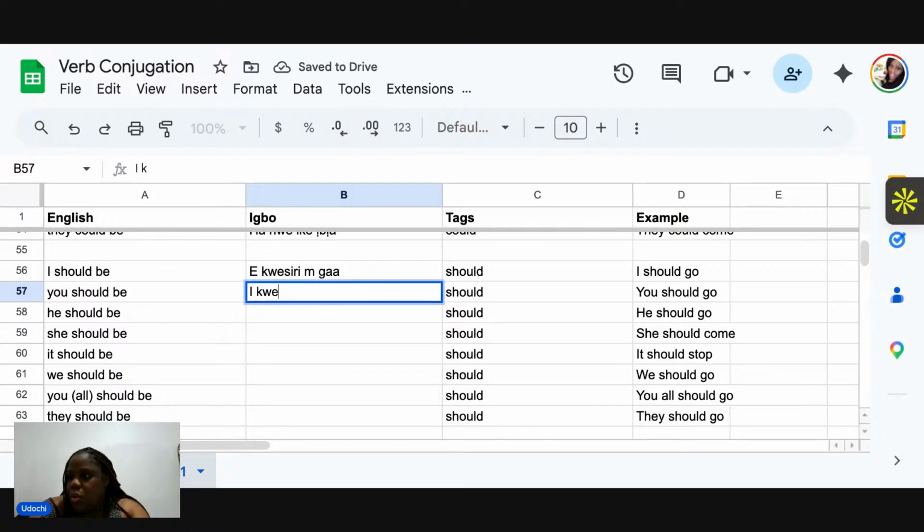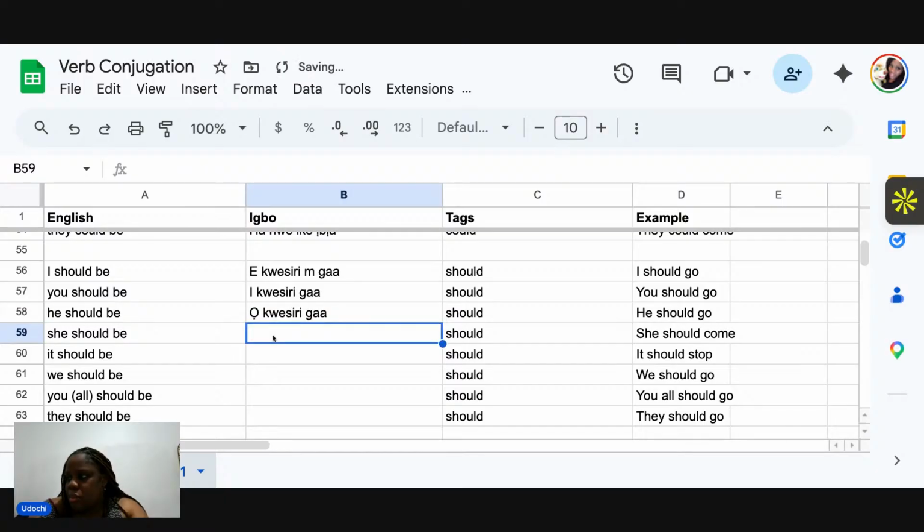Ị kwesịrị ịga. Ọ kwesịrị ga. She should come. It should have been O the first time too. O kwesịrị bịa. It should stop. O kwesịrị kwụsị.